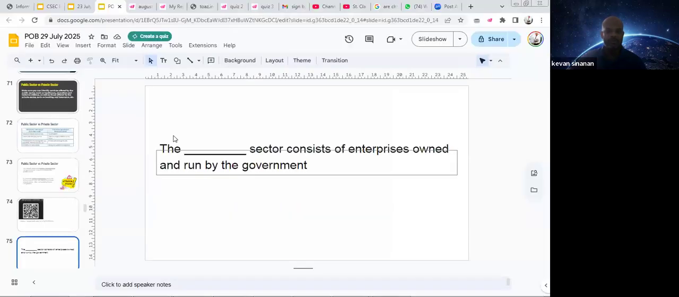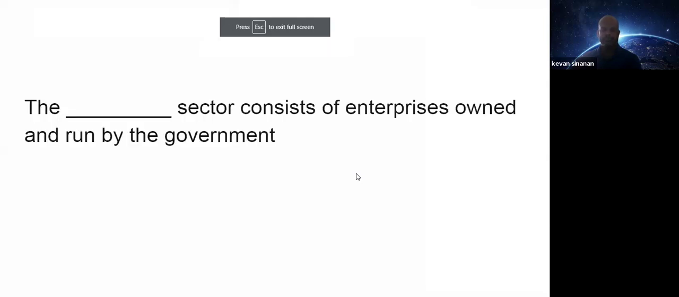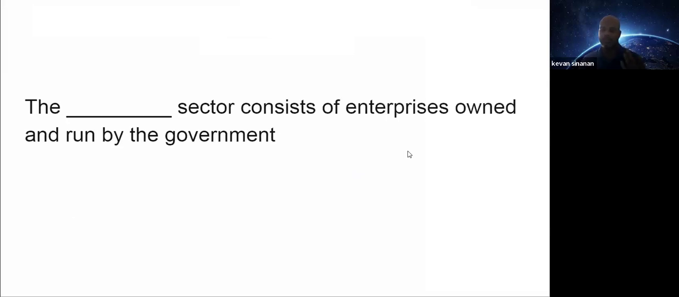So the question was, fill in the blank. Those of you who got it correct, great job. That was just a little thing I wanted to test out. The question was: which blank sector consists of enterprises owned and run by the government? That was public. Most of you got it correct. Some of you did not, but the answer was public.